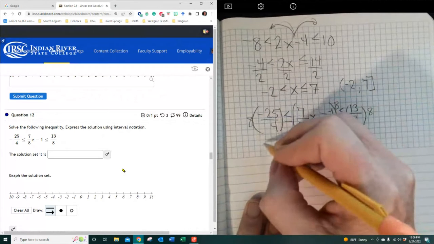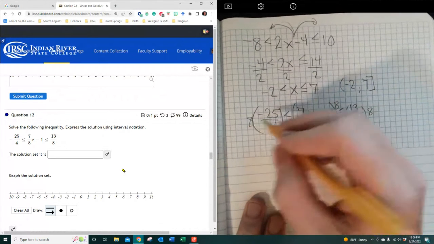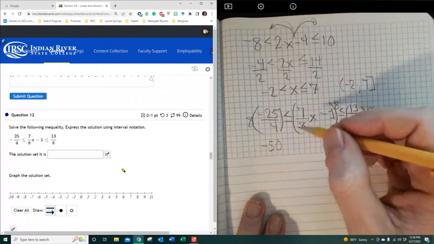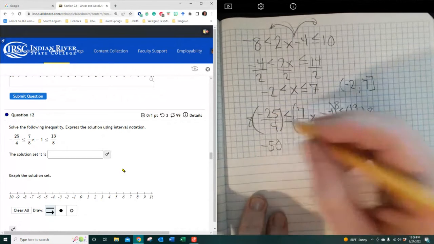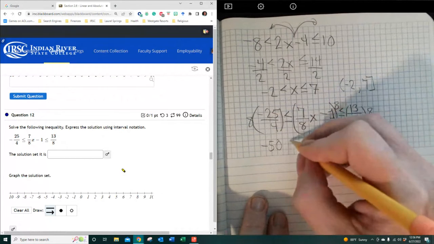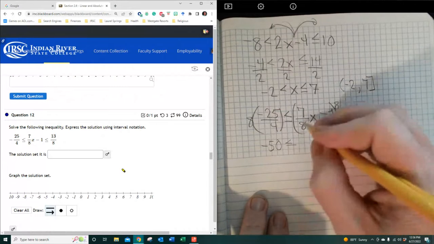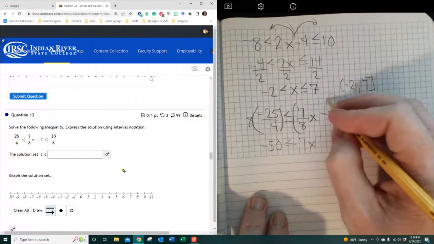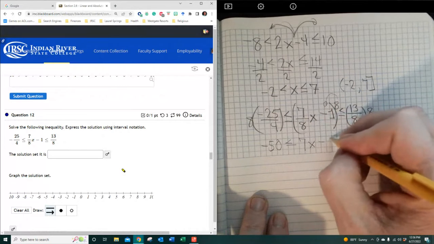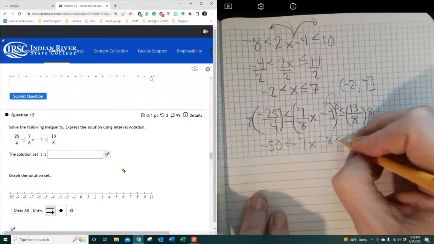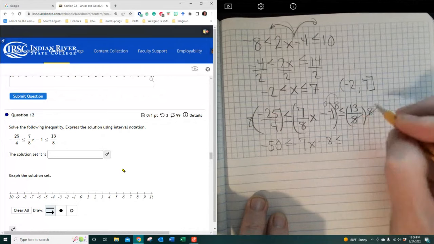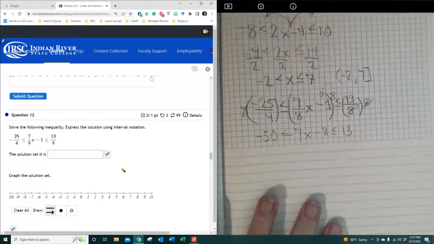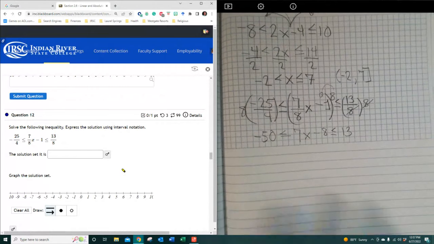So now when I do this, 4 goes into 8 2 times, so I'm going to get -50. I eliminated the fraction, so I no longer have a fraction here. And then when I multiply 8 times this, I'm going to have just 7x. And then I multiply this -1 by 8 as well and get -8. And then I wipe out my 8s and get 13. Now I no longer have any fractions.